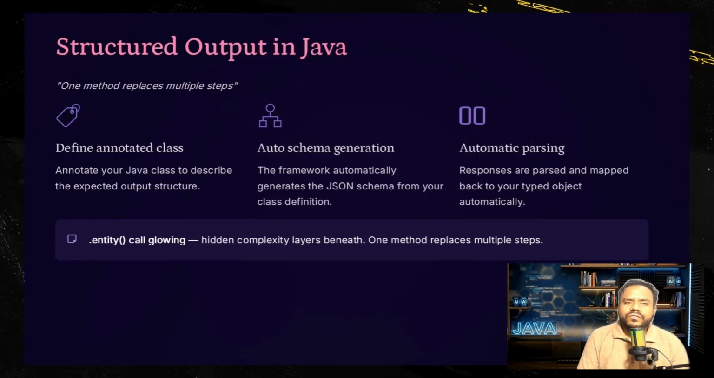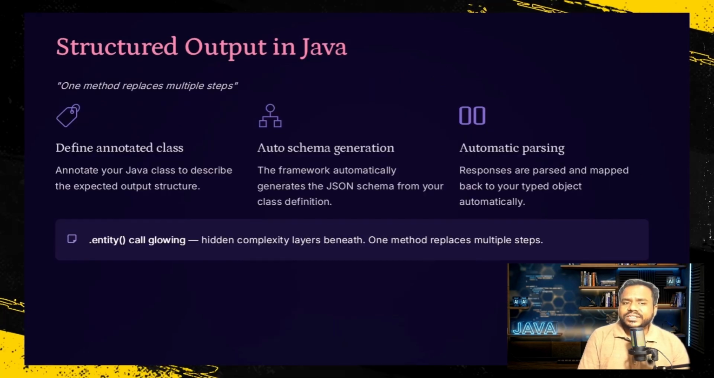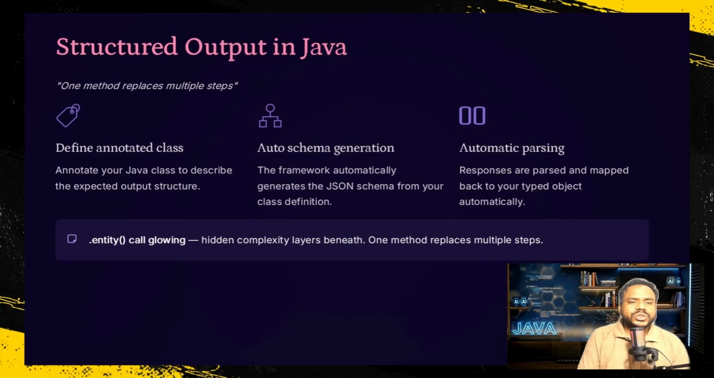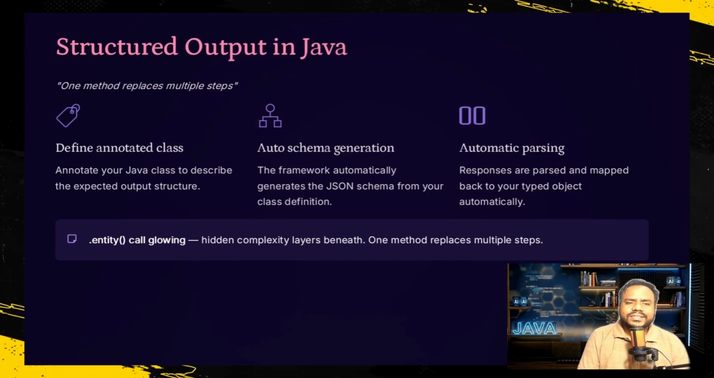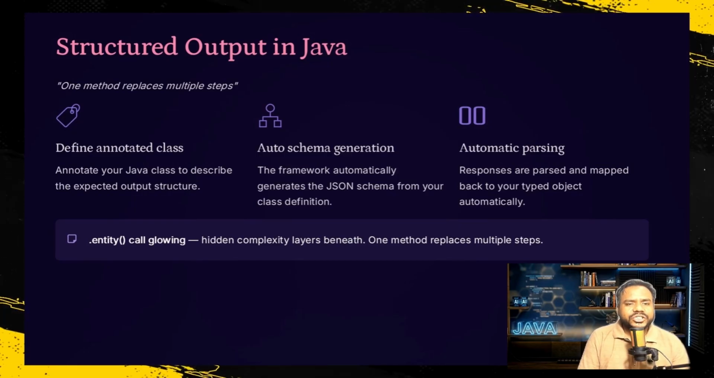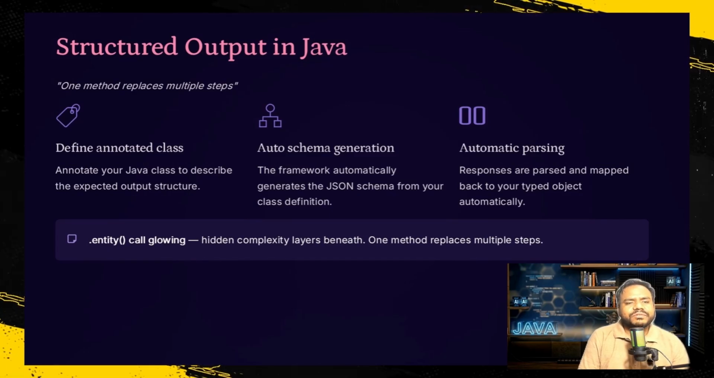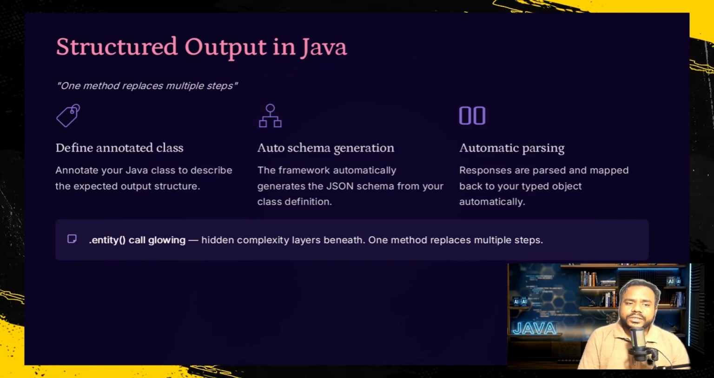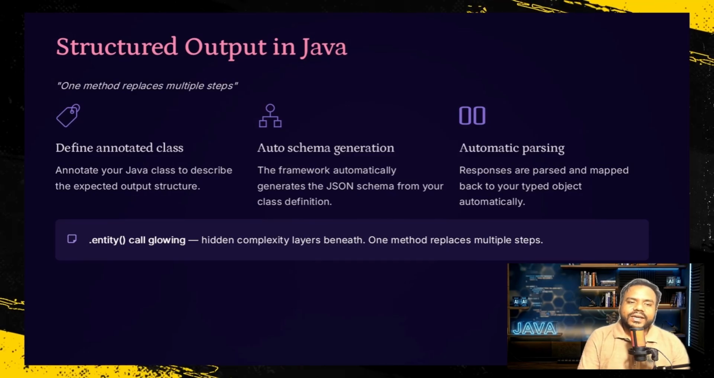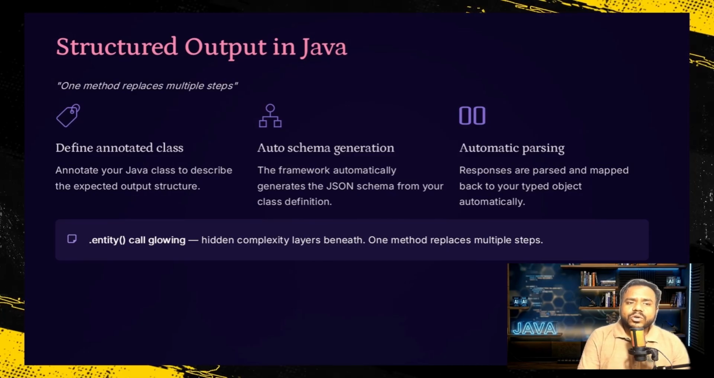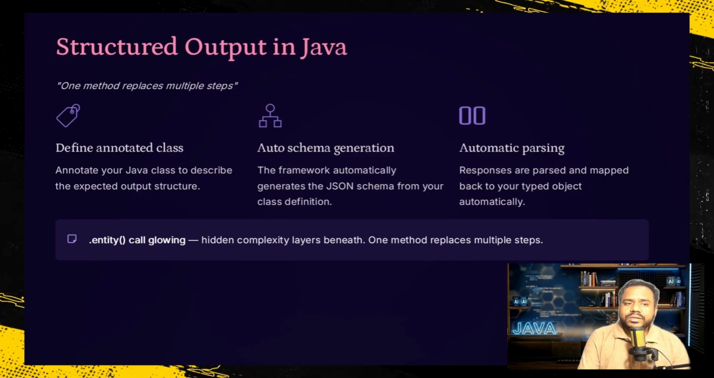In Java, we are using a record with JSON property description and then just one call, dot entity. That's it. Spring AI reads the annotation, builds the schema, injects it, parses the response, and gives you back a typed object. So one line replaces everything you did manually in Python. This is honestly where Spring AI impressed me.